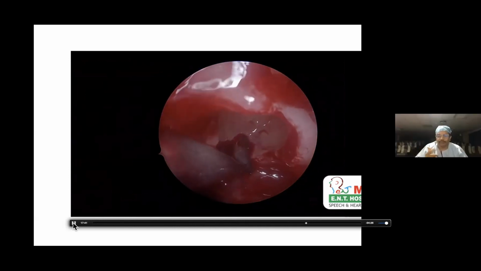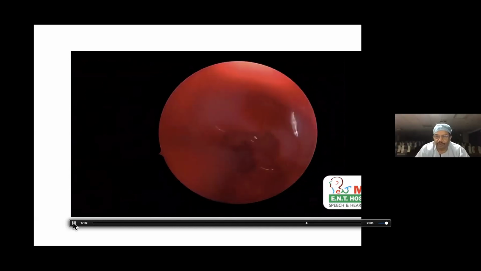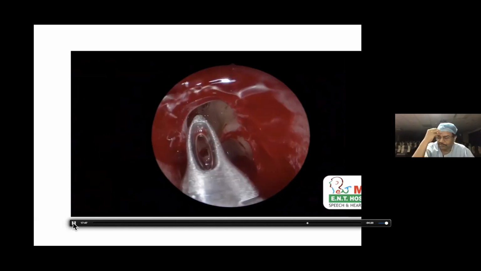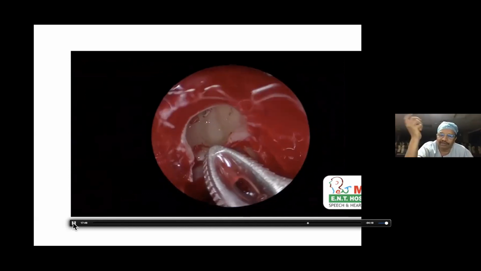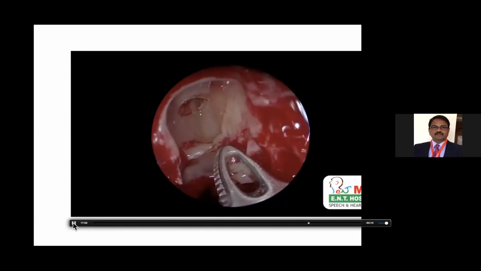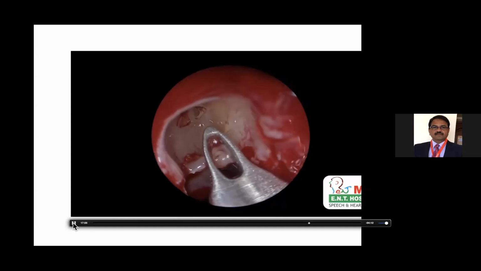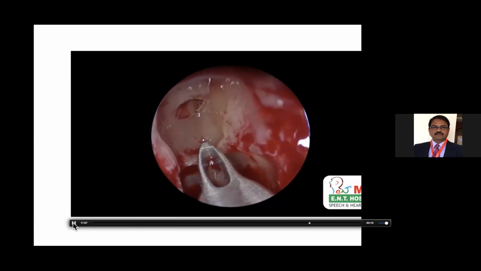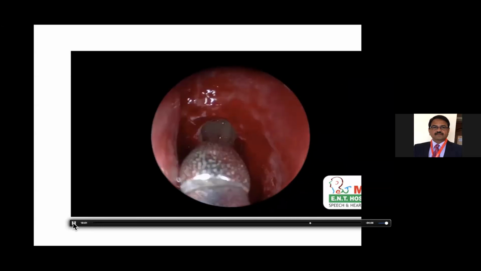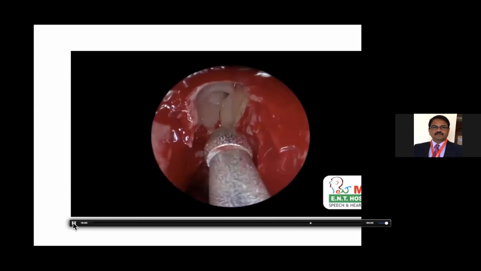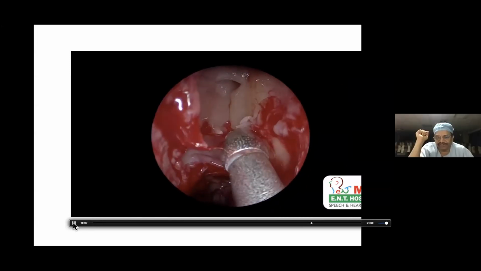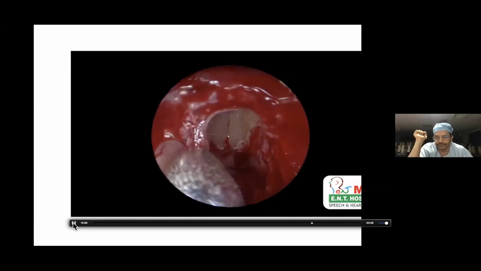This is a suction device which will collect the secretions. That's very important. If we try to put a swab, the swab is likely to get contaminated. Very important point. To get a precise culture and sensitivity, you should use this. This is a suction trap which we use.